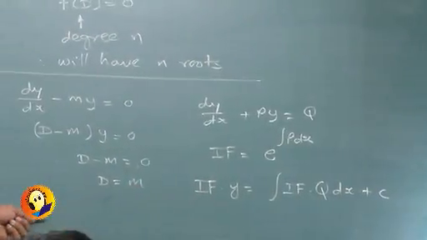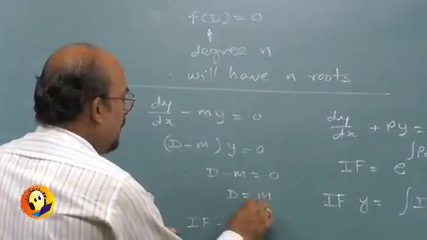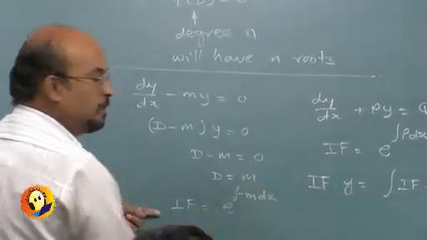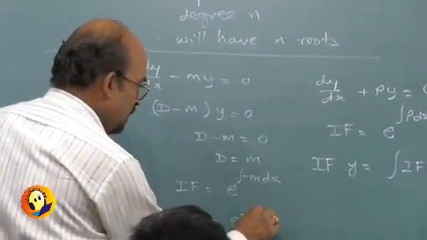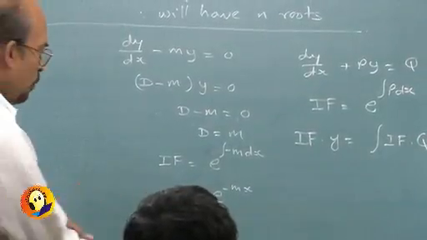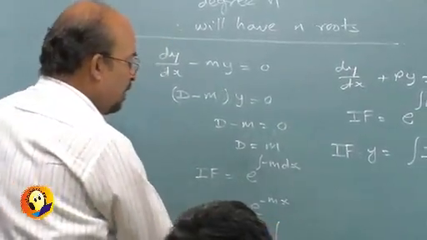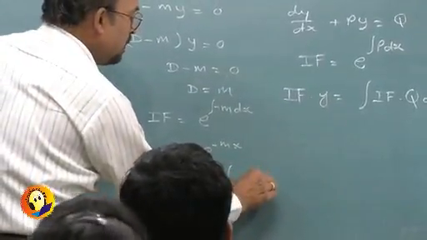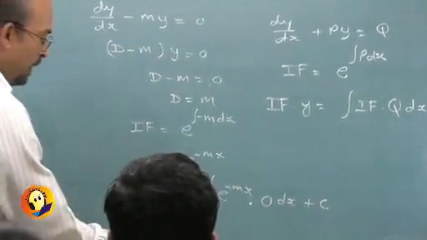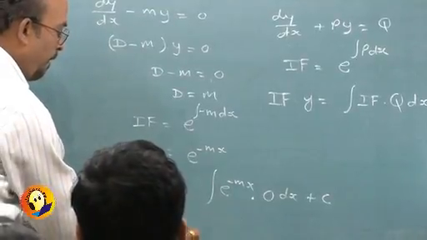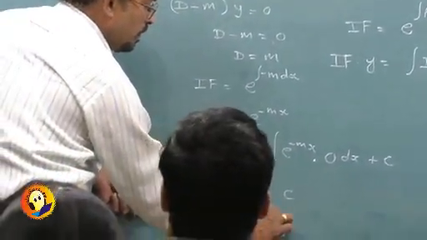Now if we just apply the formula over here, IF is going to be e raised to integral minus m dx, because p is minus m, and so it is going to be e raised to minus mx. Solution: e raised to minus mx into y, IF into y, equal to integral e raised to minus mx, q in this case is 0, dx plus constant. And so it is e raised to minus mx into y equal to constant, which tells us y equal to c e raised to mx.